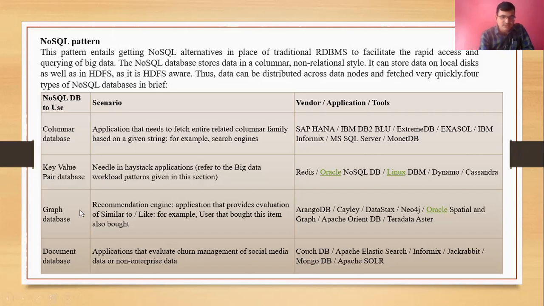Graph databases: a recommendation engine application that provides evaluation of similar or liked items, for example, a user that bought this item also bought another. Examples are OrientDB, DataStax, Neo4j, Oracle Spatial and Graph, Apache OrientDB, Teradata Aster.